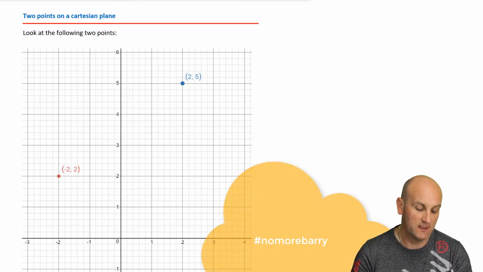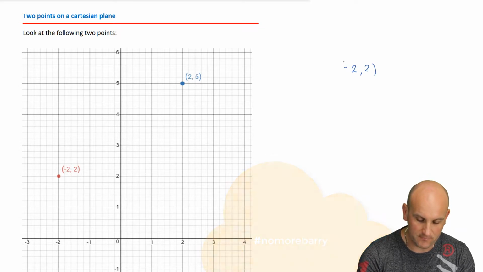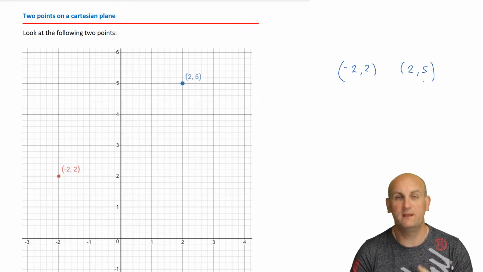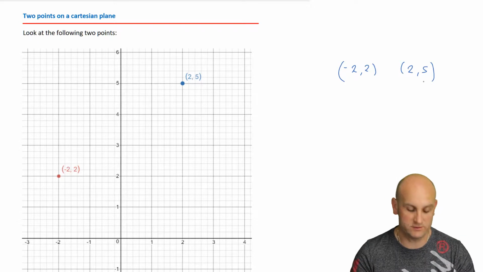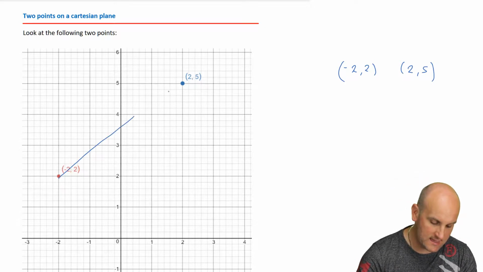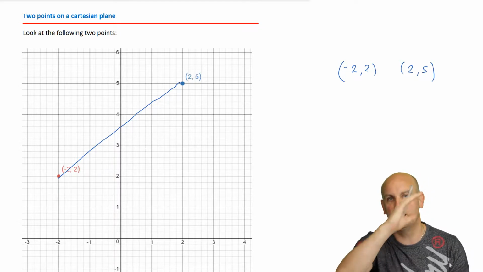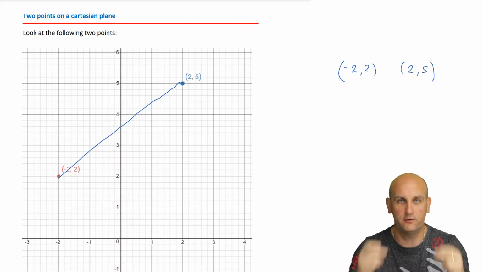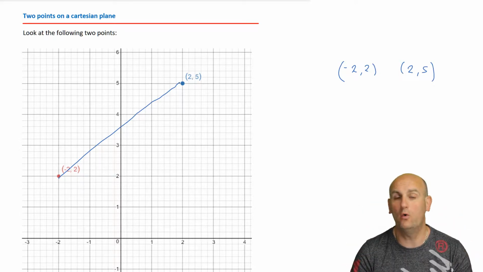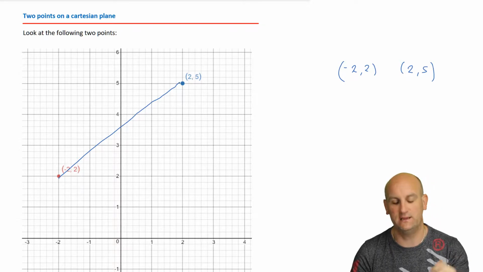Anyway, new discussion. So looking at these 2 points, I have the point (-2, 2), and I have the point (2, 5). Those points are brilliant because when I have 2 points, I can draw a straight line between them. Yay! And then, what do I notice? Well, I've got a slanted line, a diagonal line, a line that's got a gradient. Or, more importantly, could be part of a right angle triangle.